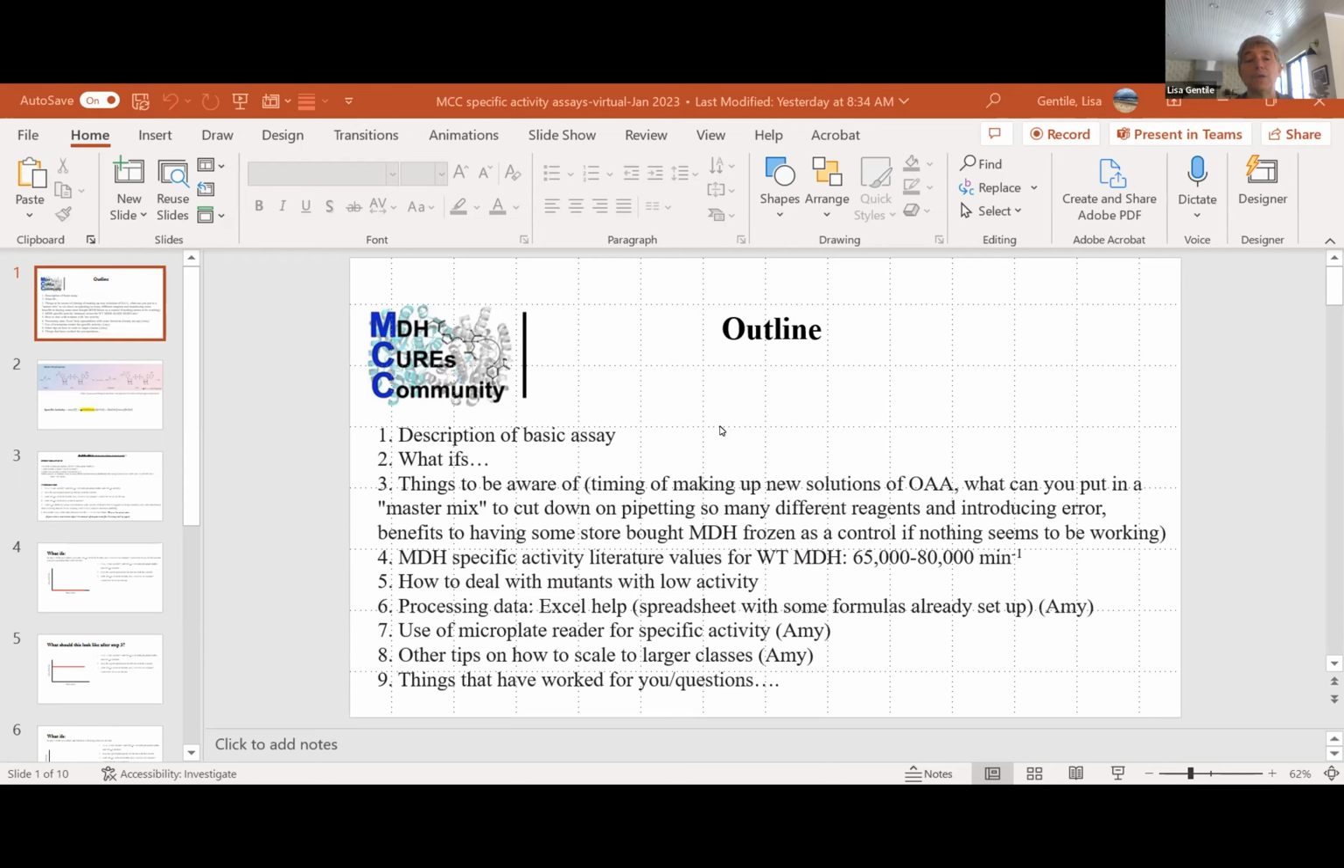The idea that there are literature values of specific activity for wild type, and this is glycosomal MDH. And so I like to kind of keep that in the back of my brain. And so if we are very much higher than that, taking a look at students' numbers to see where they went wrong. And if we're a lot lower than that, especially for wild type, thinking about what some of the issues might have been.